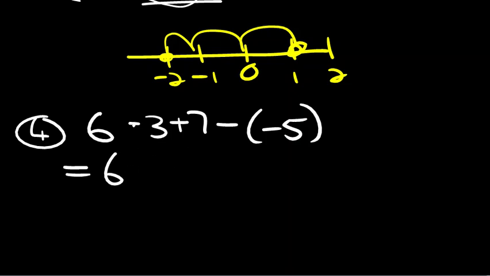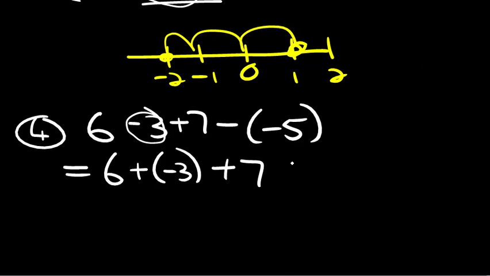this negative 3, we can say it's the same as adding a negative 3, isn't it? It means the same thing. We saw that in previous examples. And then you have adding 7, and then we saw that if you subtract negative 5, it's the same as adding the additive inverse, and that is just positive 5.